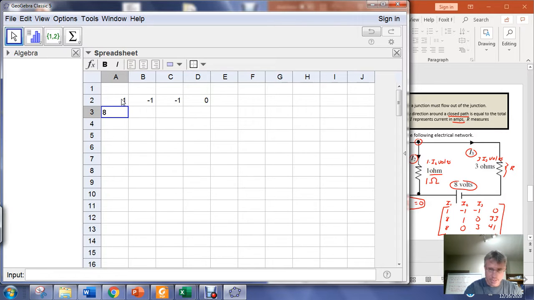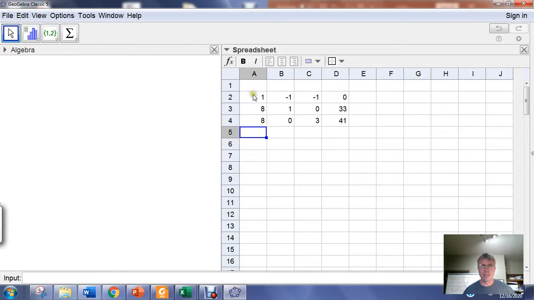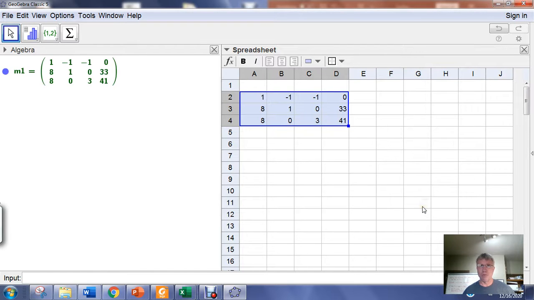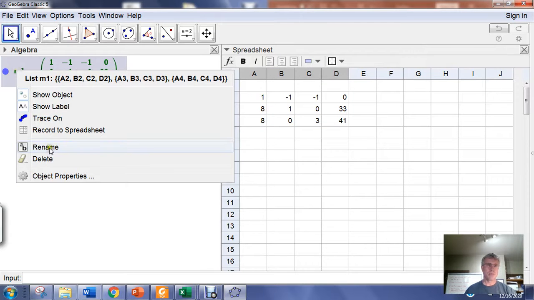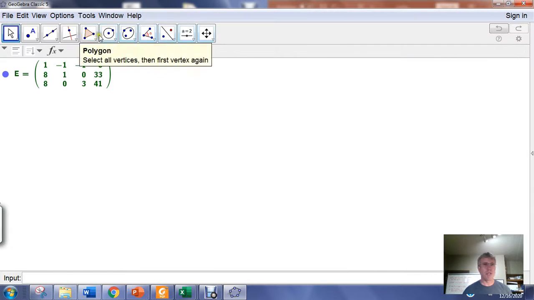The second row is 8 tab, 1 tab, 0 tab, 33 volts, enter. And we have 8 tab, 0 tab, 3 tab, 41 volts, enter. And then once we've done that, we can highlight our matrix, right click to get the context menu, create our matrix. I'm going to rename my matrix by right clicking. I'm going to name it E for my electrical circuit. I bumped caps lock on, so okay. And now I'm done with the spreadsheet view. I'm going to get rid of it.